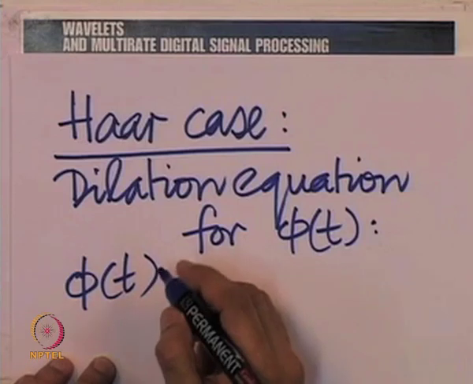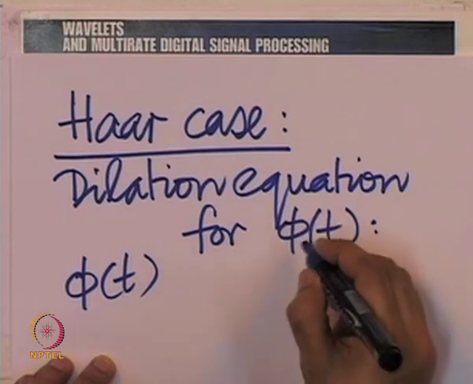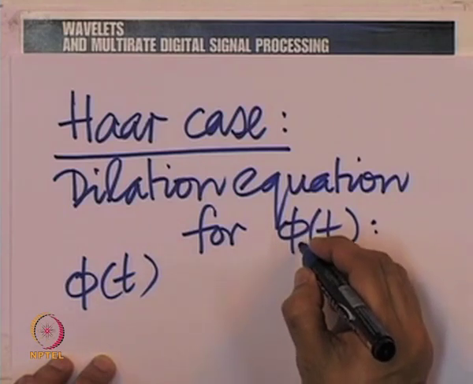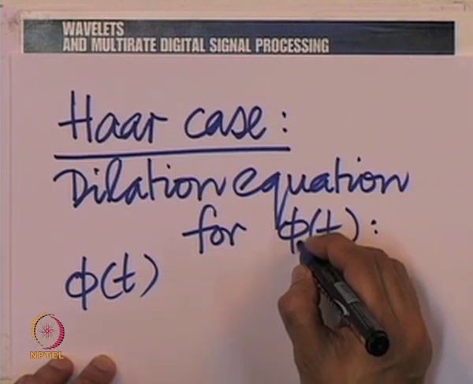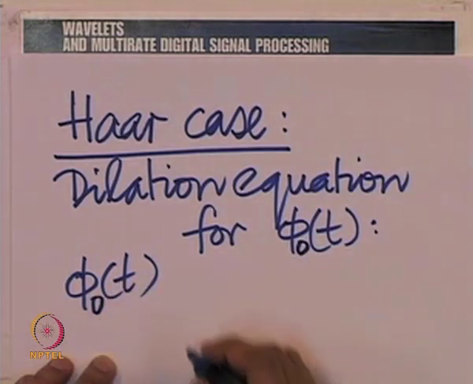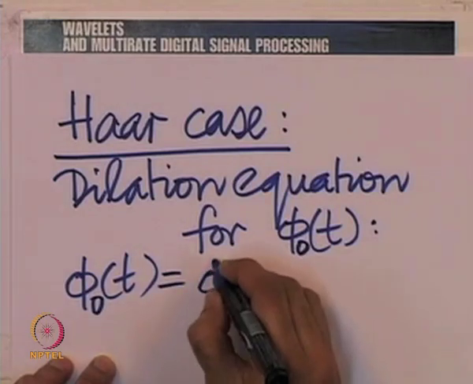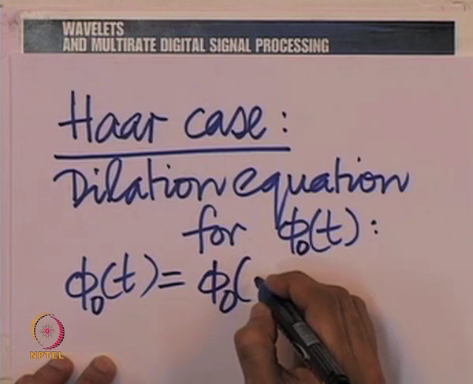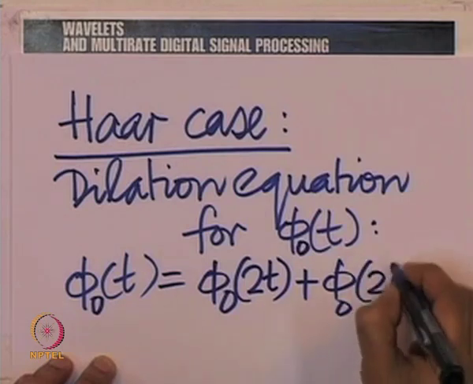Phi of t. Now, just to ease our notation, we shall call the corresponding scaling function for the Haar MRA phi 0 t. We will understand why the 0 in a short while. Phi 0 t is phi 0 2t plus phi 0 2t minus 1.